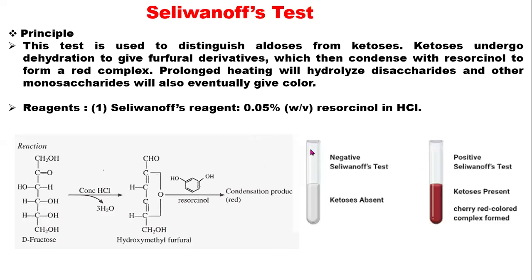And this is the observation we have for a negative test: you retain your initial color. For a positive test, we have our red precipitate or residue to show that ketoses are present.